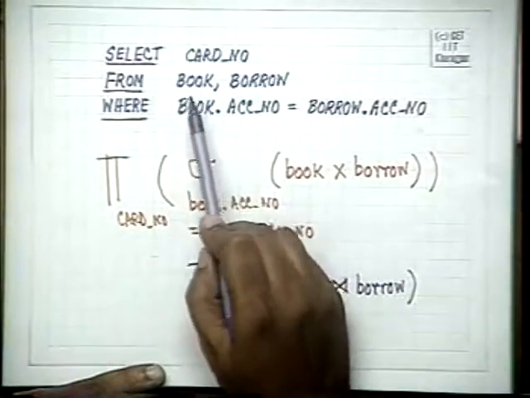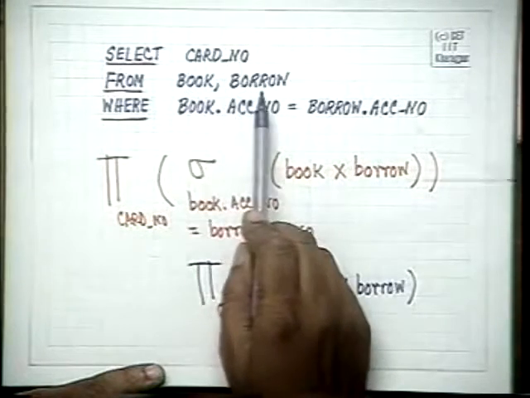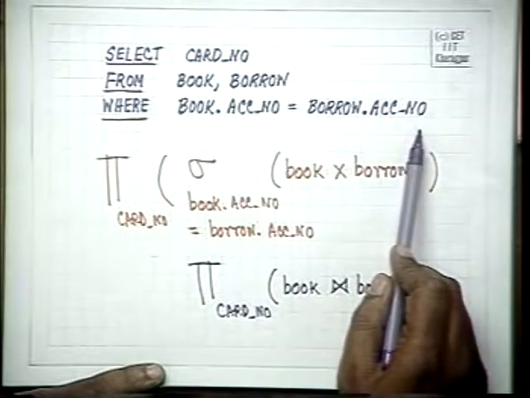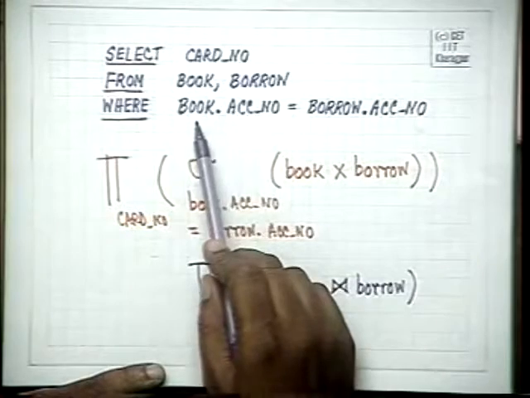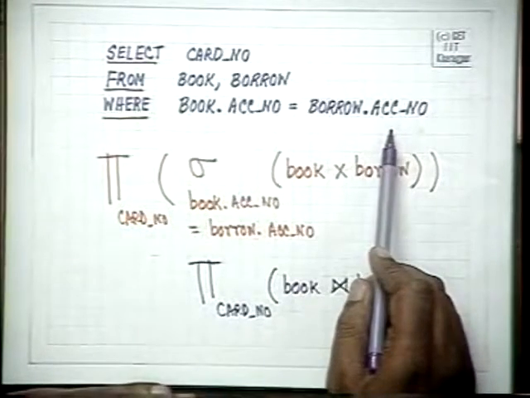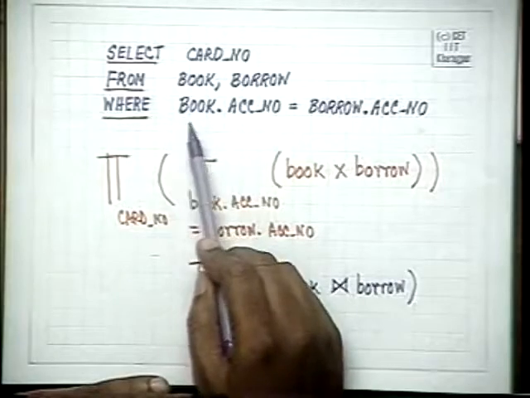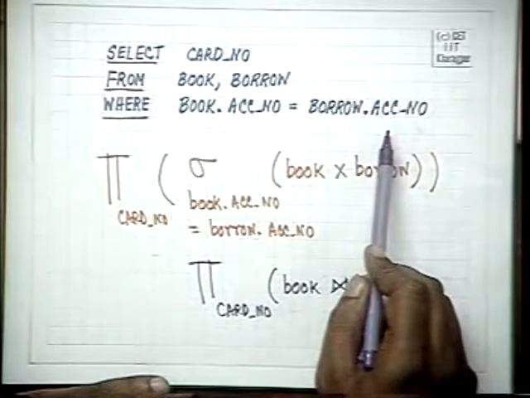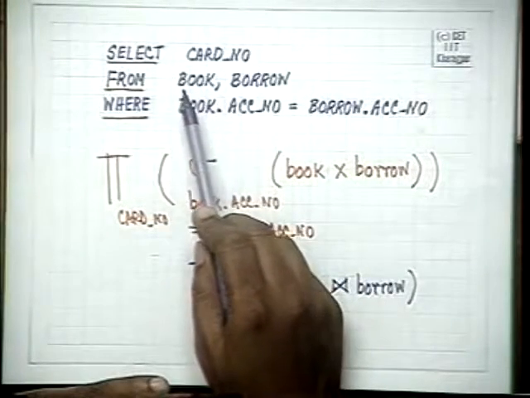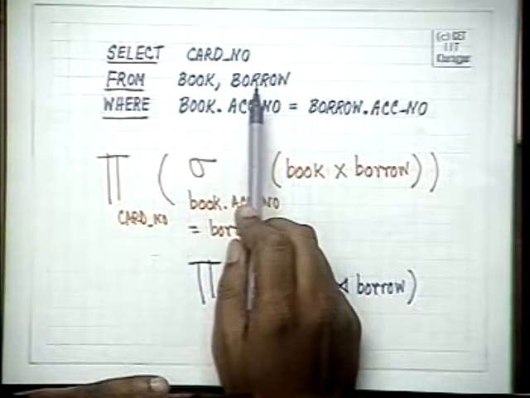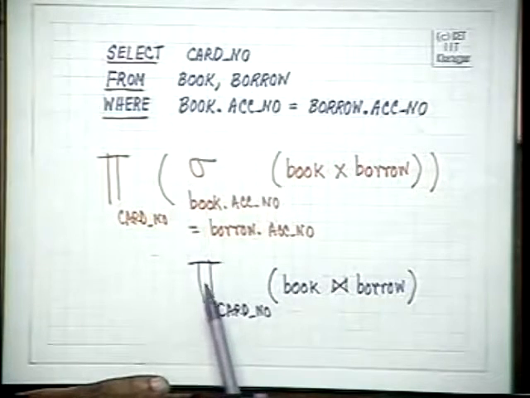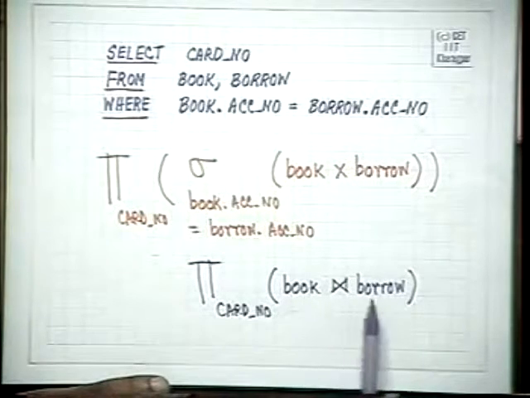We did natural join in this way. Select card number from book, borrow, where book.accession number is equal to borrow.accession number. Now book and borrow have only accession number as the common attribute, and therefore we have to explicitly equalize the common attribute if we want to do a natural join. That is, in SQL, whenever we write down these two relations, it is a Cartesian product of these two relations. Therefore this is equivalent to pi of card number from book natural join borrow.